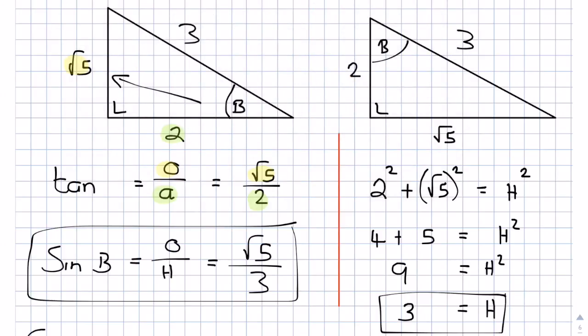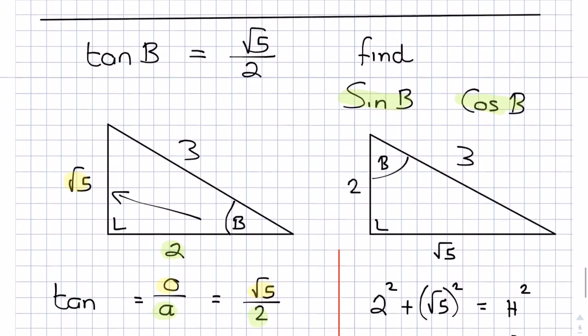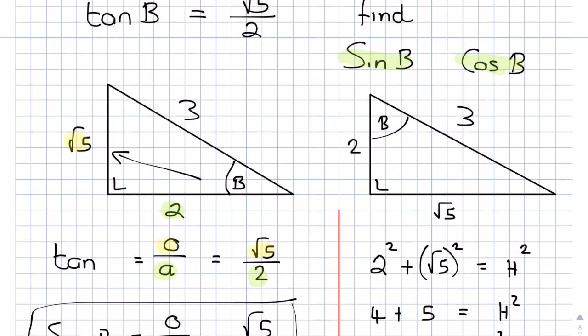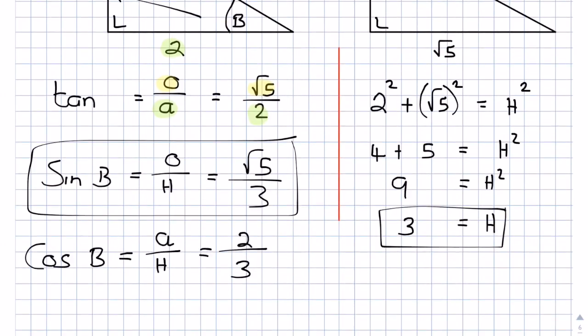The cosine of b is the adjacent over the hypotenuse, so that's going to be 2 over 3. So there we go. The only maths we needed was Pythagoras' theorem. There was no calculator needed whatsoever. You have the tan of b, you have the sine of b, and now you have the cosine of b.